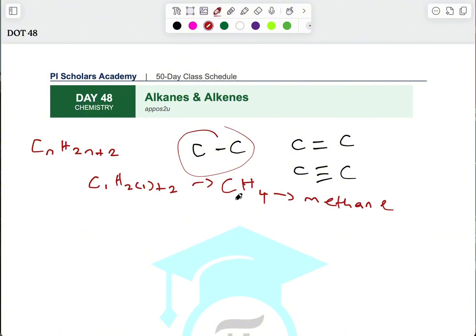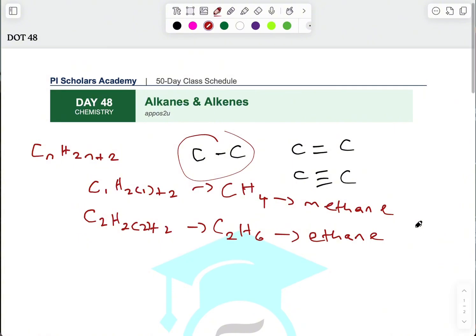If you continue like that, and if you remember, in the last class I told you about the homologous series. So these alkanes also have their homologous series. I told you that they always increase by 1 carbon atom and 2 hydrogen atoms. So if you apply this formula now for C2, that will be C2H2 times 2 plus 2. So you have C2, 2 times 2 is 4, 4 plus 2 is 6. So you have C2H6. If you look at this now, it has increased by 1 carbon and by 2 hydrogen atoms. And this is ethane.